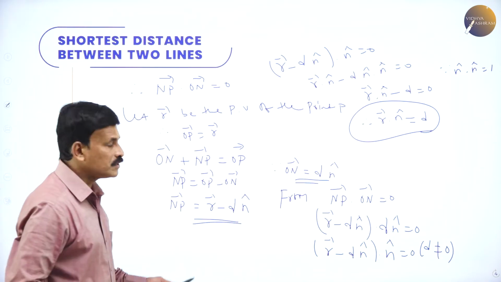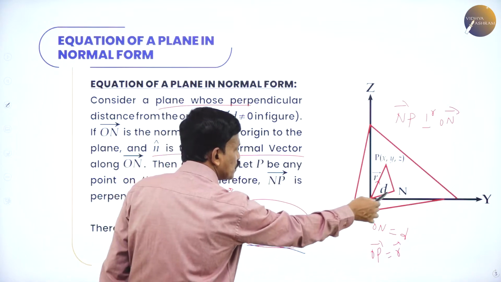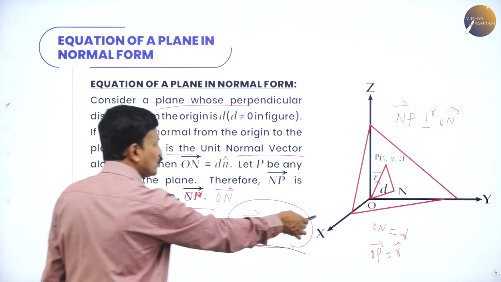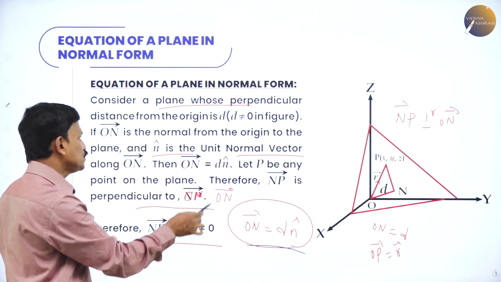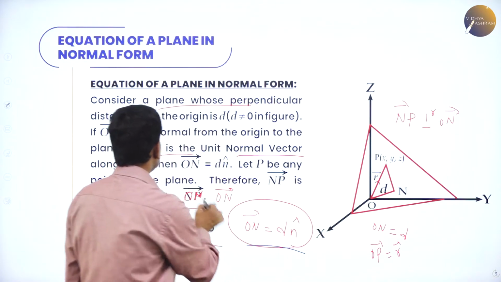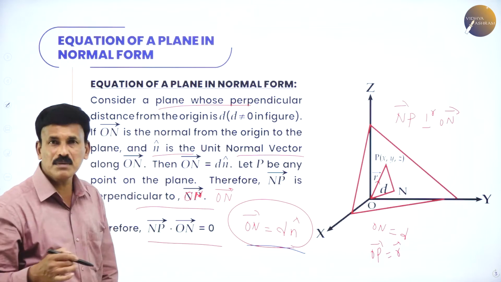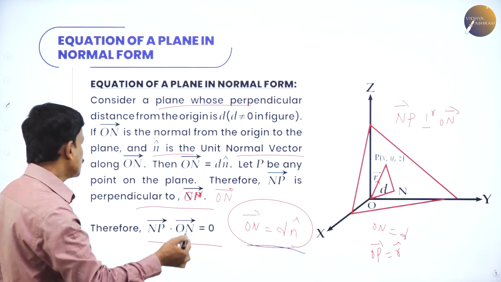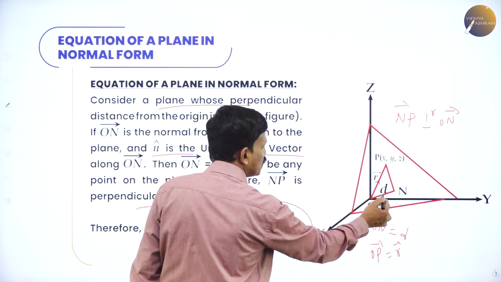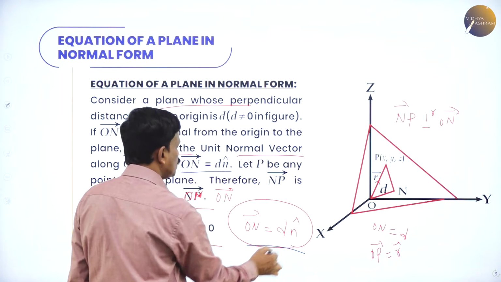Now, listen to me here. I'll explain once again. Consider a plane whose perpendicular distance from the origin ON is equal to D, and D is not equal to 0. Vector ON is the normal from the origin to the plane, and N cap is the unit normal vector along the direction ON. Therefore, ON is equal to D into N cap.